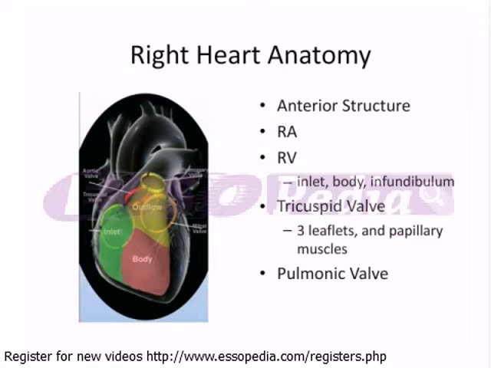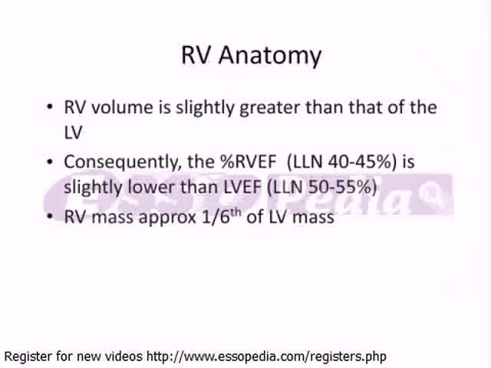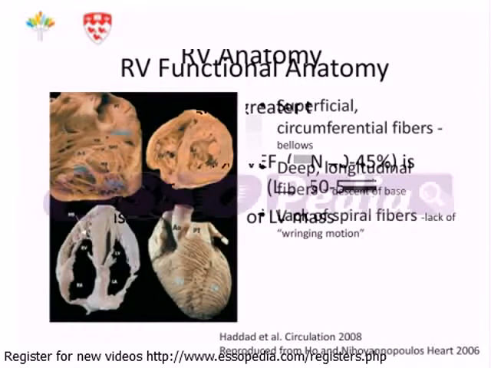Since the left heart only pumps what the right heart sends it, if the right ventricle is bigger, then the right ventricular ejection fraction must be smaller. Despite the larger volume of the right ventricle, the right ventricular mass is only 1/6 of that of the left ventricular mass. The right ventricular myocardium is made up of two layers of muscle fibers.